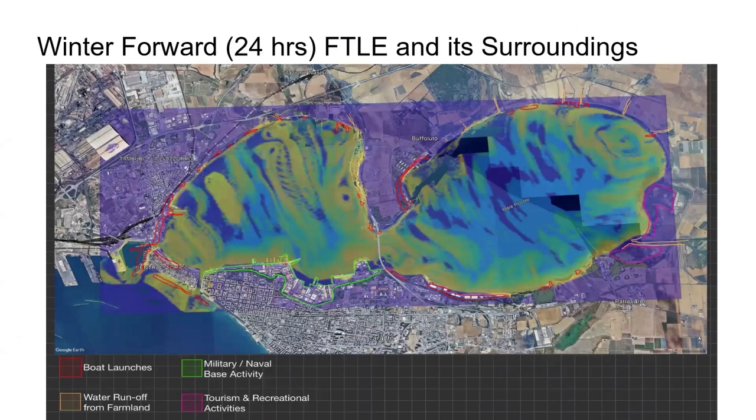We also analyzed how potential pollutant sources interact with flow patterns using the 24-hour FTLE maps in both summer and winter conditions. Starting off with the winter forward FTLE, it shows how pollutants may move from their release points, and the flow here is more directional and less mixed compared to summer, which means pollutants tend to stay more localized. I've outlined on this one and the next ones on the slides the boat launches, the water runoff from the farmland, mostly to the right, the military and naval base activity, and tourism and recreational activities.